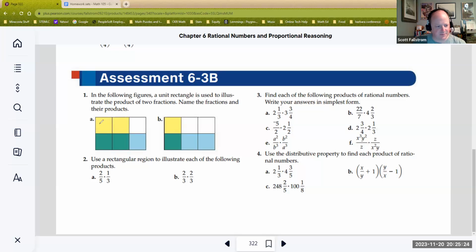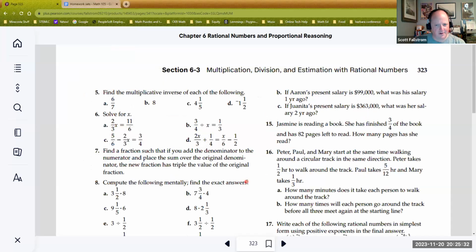Let's take a look. 6.3, number 15 is next. So let me jump over to number 15. Question 15. Okay, Jasmine's reading a book. She has finished 3/4 of the book. She has 82 pages left to read. Love these word problems. Let's take a look and see if we can figure out what's going on with Jasmine. All right, Jasmine, let's see here.